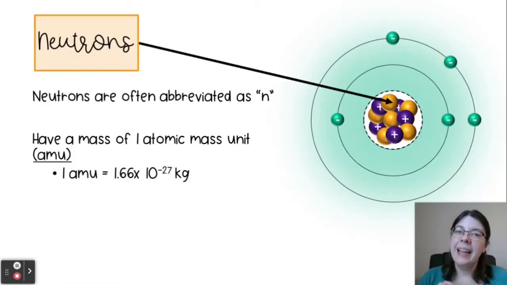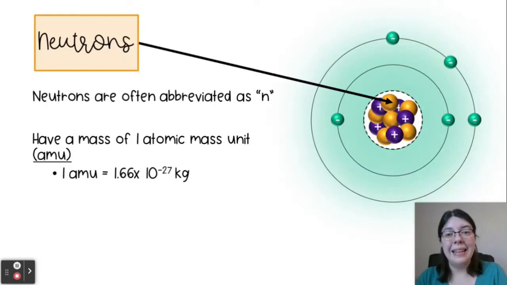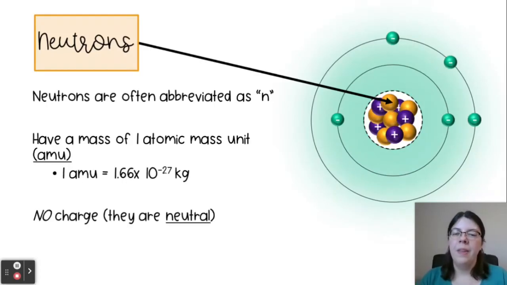Technically, neutrons have a mass of 1.66 times 10 to the negative 27th kilograms. Now, if we're being honest, that number is a pain to work with. So scientists came up with an alternative unit better suited to discussing the mass of those subatomic particles. Instead of having a power of 10 to the negative 27th kilograms, we instead have the atomic mass unit. That's why we end up with a nice number such as 1. The other important thing to remember about neutrons is that they are neutral, meaning they have no charge. So they're not positive or negative, they're just in the middle, they are neutral.